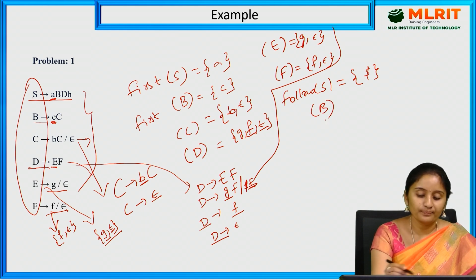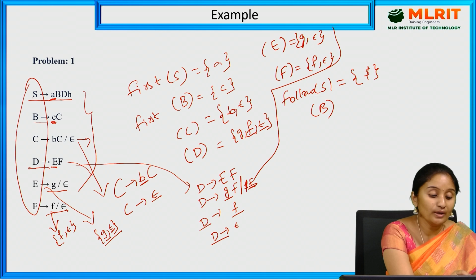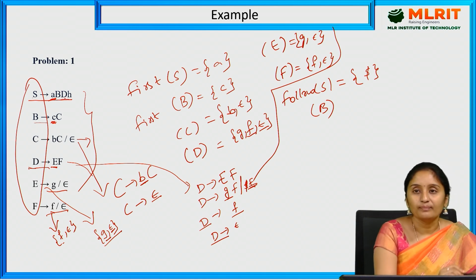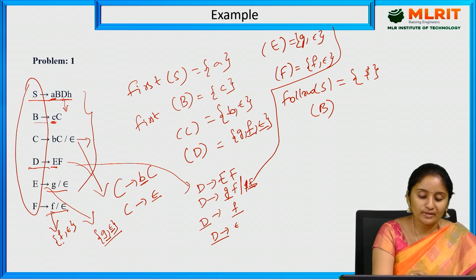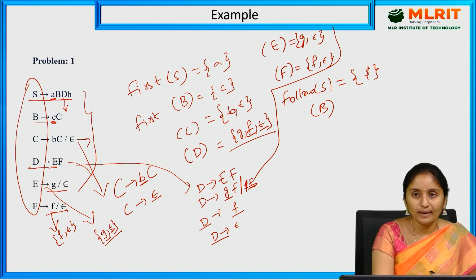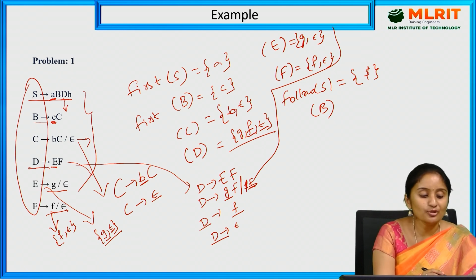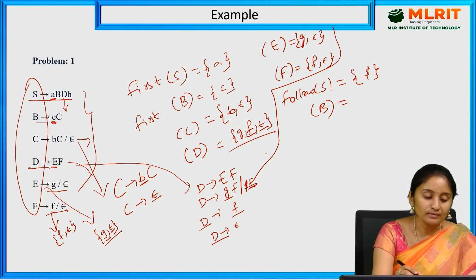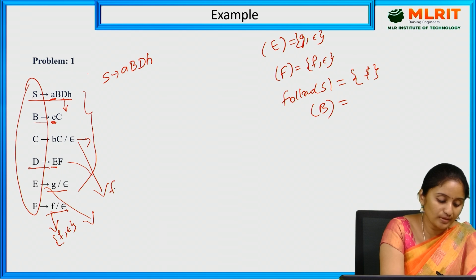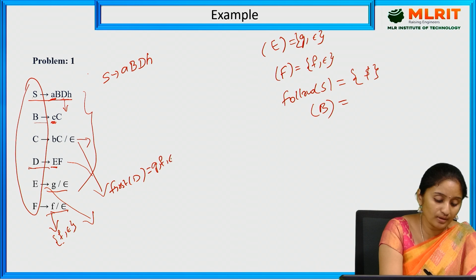The next one, follow of B. B is followed by D. D is a non-terminal. If I find a non-terminal, we are going to find first of D. What is first of D? G, F, epsilon. If I have epsilon, then when I substitute over here, that will be removed.